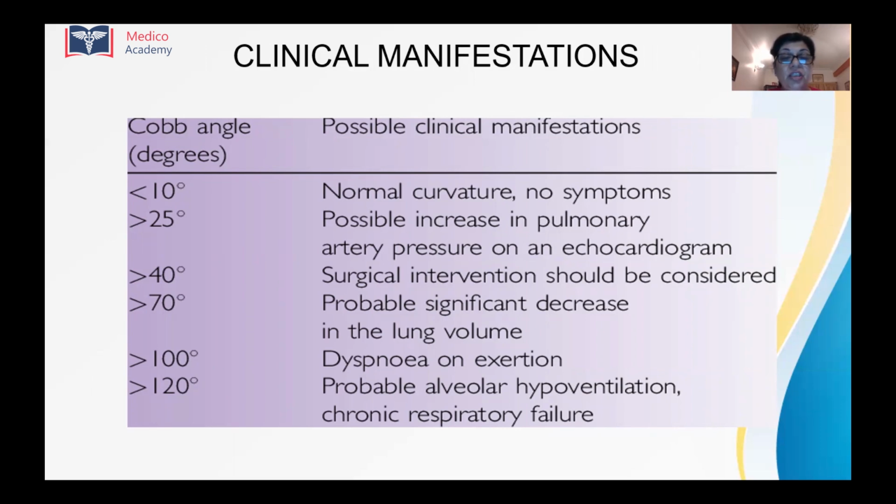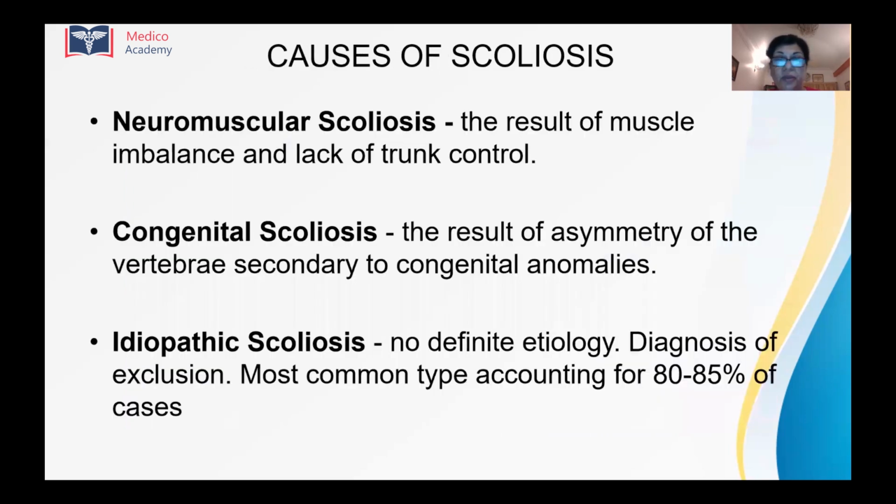More than 70 degrees, a probable significant decrease in the lung volume occurs. More than 100, dyspnea on exertion. More than 120, probable alveolar hypoventilation, which results in chronic respiratory failure.